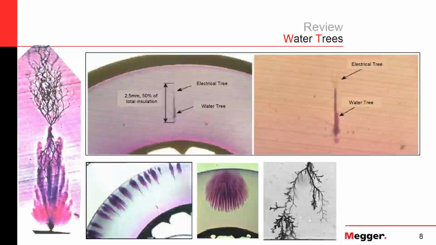So in 15 kV class cables, it's not impossible for a water tree to breach the entire insulation and not fail the cable. But if an electrical tree breaches the entire insulation, the cable will fail.